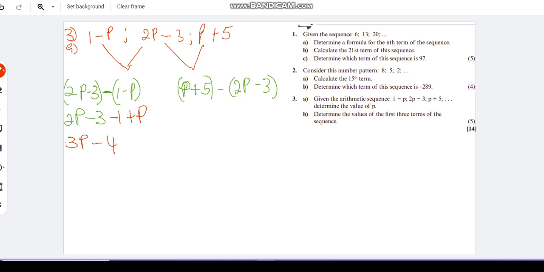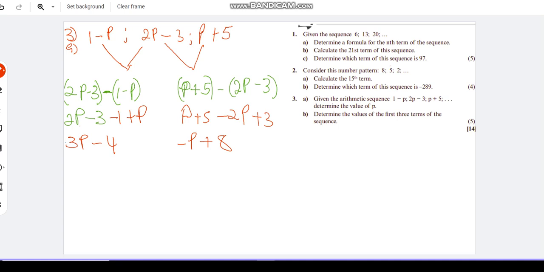And then come to this side and do the same thing. You will have p plus 5, and then negative multiplied by 2p gives negative 2p, and negative multiplied by negative 3 gives plus 3. Simplifying further, negative 2p and p give you negative p, and then 5 and 3 give you plus 8.